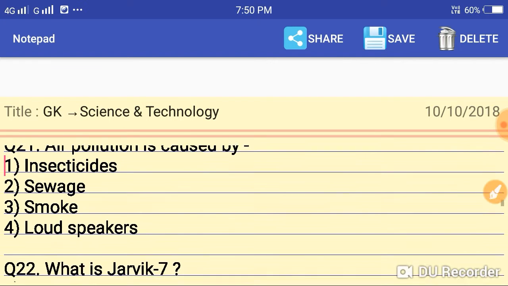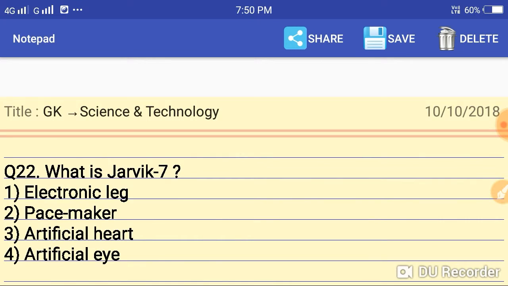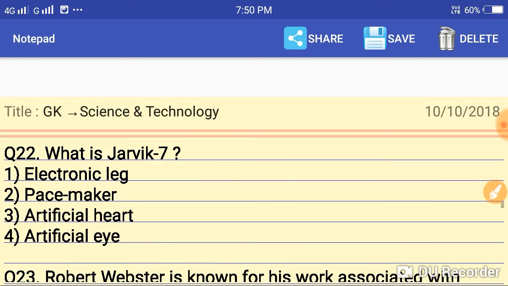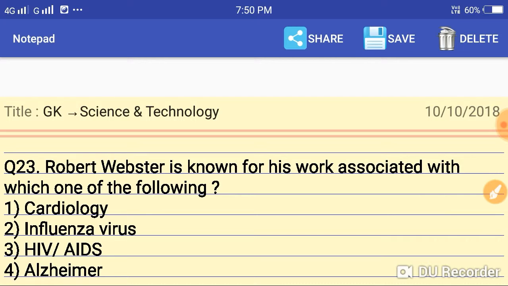Okay, next question. Question number 22. Who is Cervix? Here I want to tell you, he is Robert Cervix, an inventor. So your right answer will be option 3, artificial heart. He invented this. Next question, Robert Webster is known for his work associated with which one of the following? Right answer is option 2, influenza virus. This is also an important question.